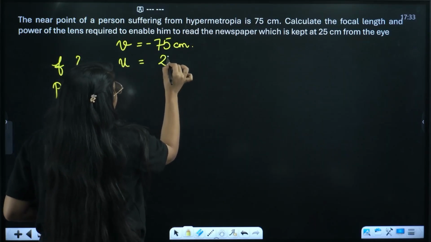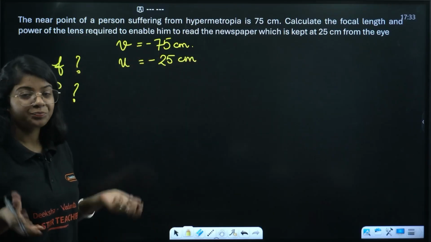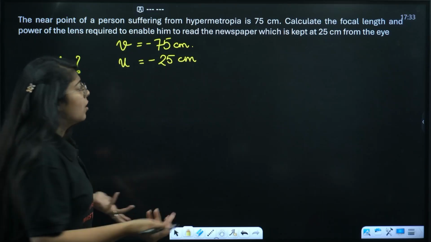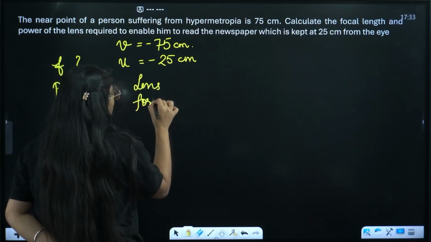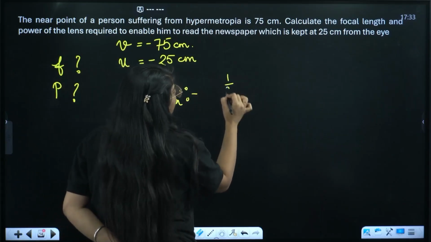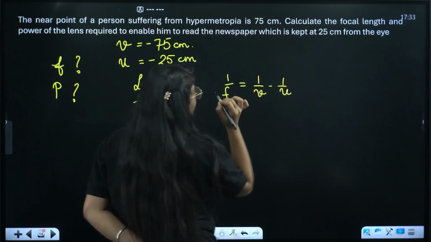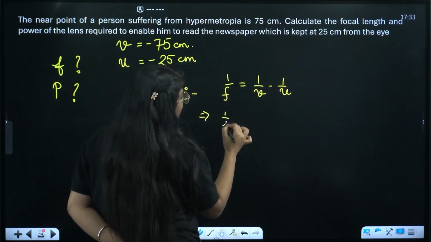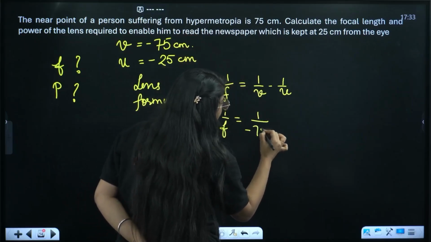It is 25 centimeter and U is always negative. We know that. We have to find focal length. Very easy, ma'am. We can directly use lens formula. Done? Okay, so lens formula is 1 by f equals 1 by v minus 1 by u, right? We have to find focal length. 1 by v, V is what? Minus 75.